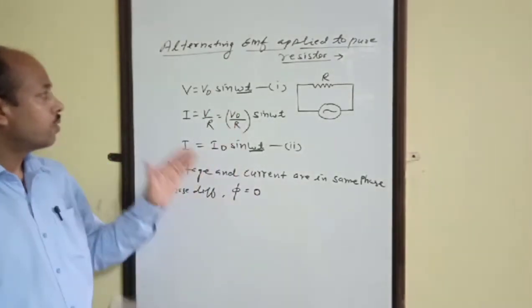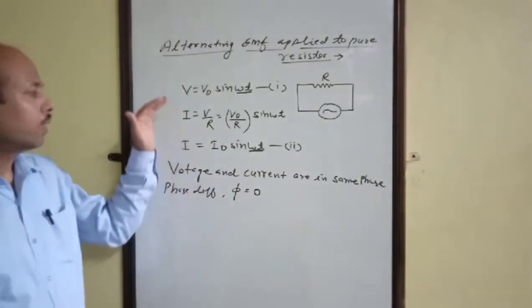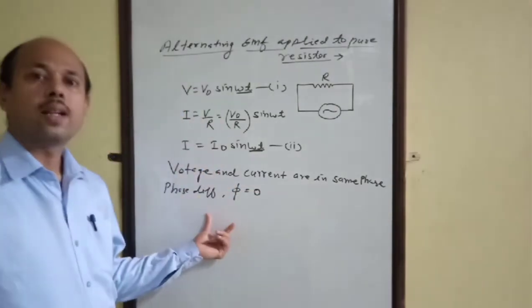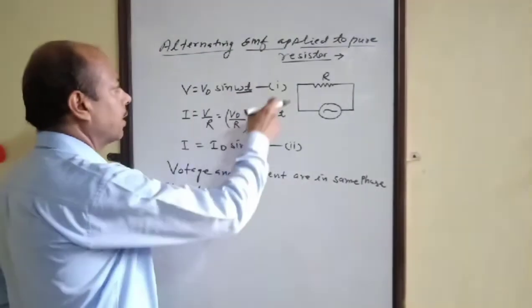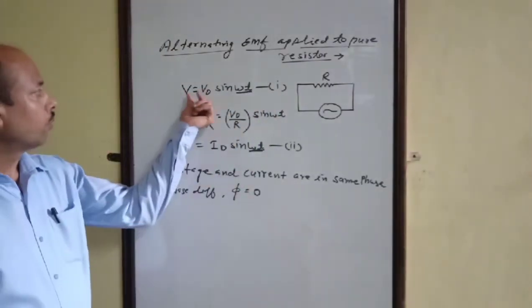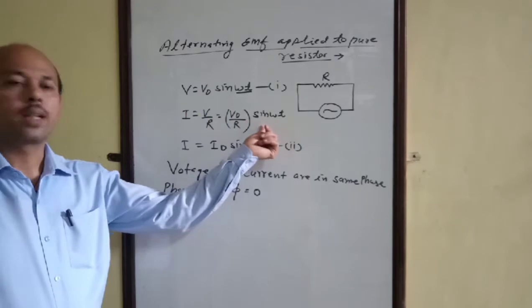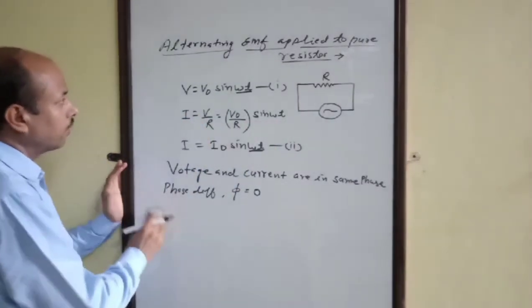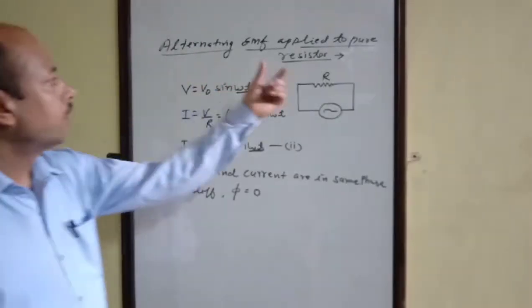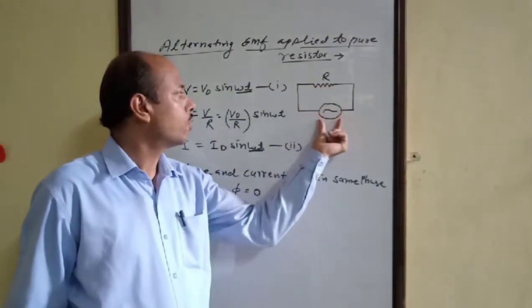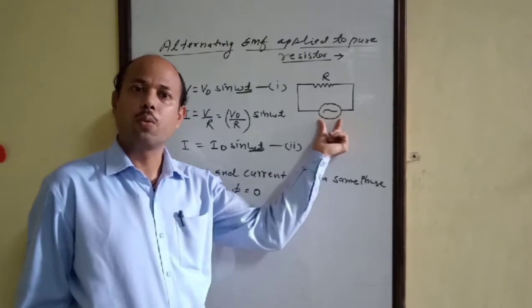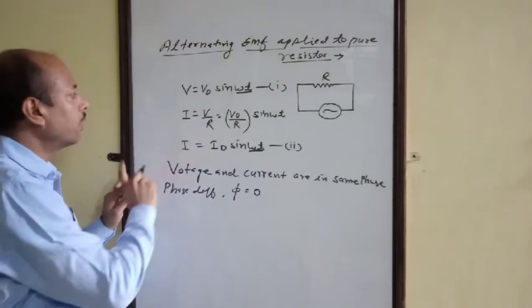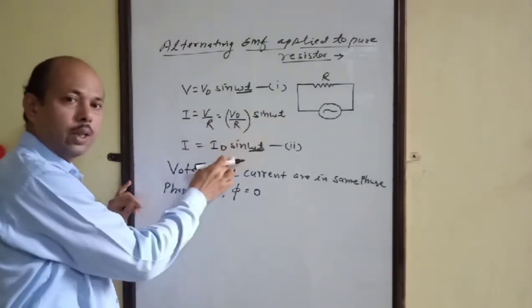Now this variation of voltage and current we can also represent by a sinusoidal graph. We can present the graph of sin omega t for V and also for I. That graph I am representing here. Here we can easily understand this is resistance R. Here is the alternating source of EMF, V equals V naught sin omega t, and here I becomes I naught sin omega t.